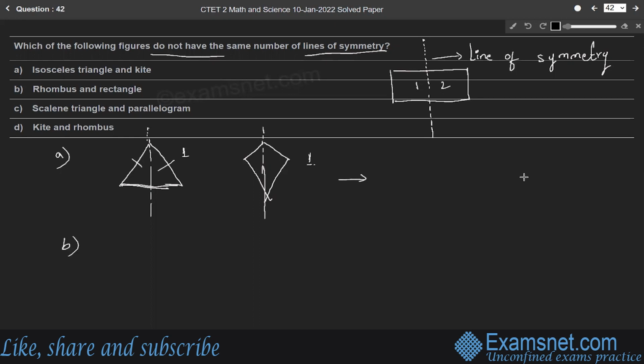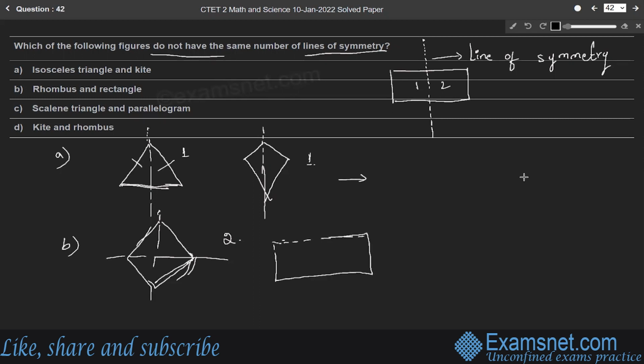Rhombus and rectangle. In the case of a rhombus, roughly I am drawing here. A rhombus has two lines of symmetry, right? All sides are equal. Therefore, it has two lines of symmetry. Whereas a rectangle also has two lines of symmetry. One is vertical, another is horizontal.